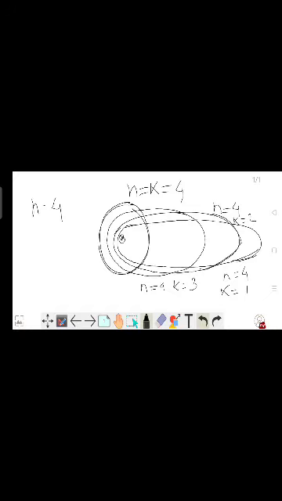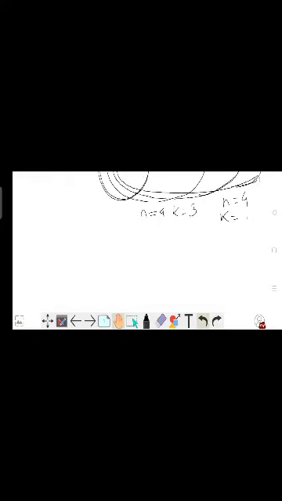the value of k will start from 1 and go up to the value of n. When the n value and k value are equal, then it becomes circular, but when the k value decreases, then the orbital becomes elliptical. So that is the azimuthal quantum number.